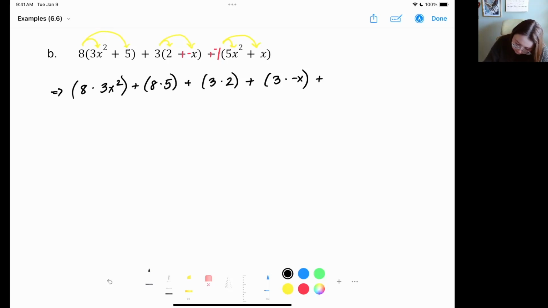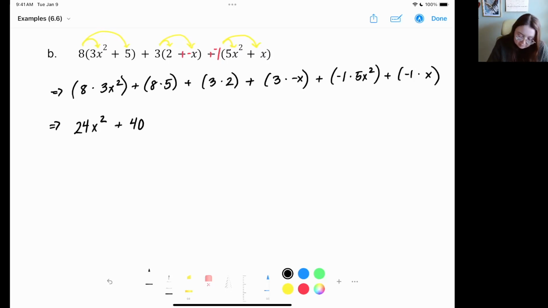So we'll have plus negative 1 times 5x squared plus negative 1 times x. So using our distributive property, we got all of our different terms all written out here and expanded out. So now we're going to simplify these terms. So 8 times 3 is 24, so we have 24x squared. 8 times 5 is 40.